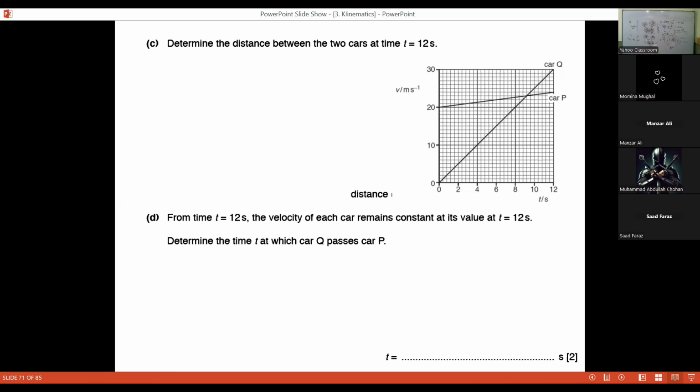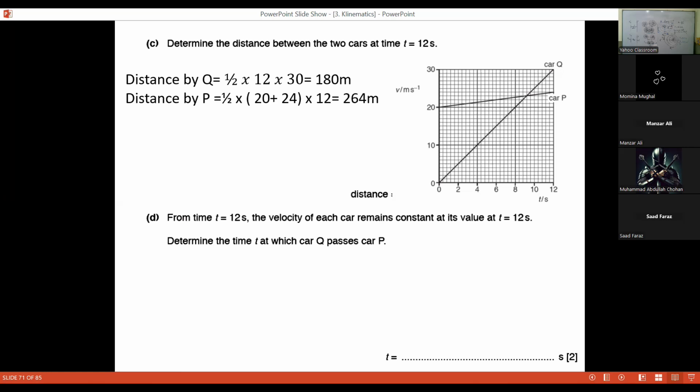वेलोसिटी टाइम ग्राफ है. It is area under the graph for Q, area under the graph for P. Q के लिए तो बहुत सिंपल है, half base into height, मगर P के लिए सारा एरिया लेना पड़ेगा. It can be a triangle and a rectangle, or it can be a trapezium with two parallel sides, 20 and 24, into height, that will be 12. So Q has traveled 180 meters, P has traveled 264 meters. Difference is 84. So they are 84 meters apart from each other.